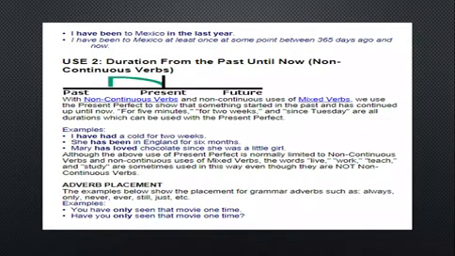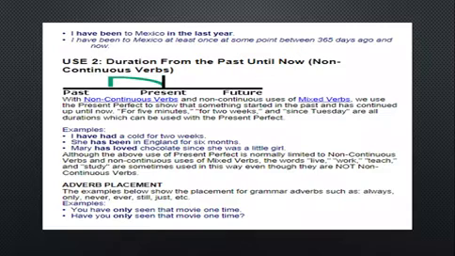I have been to Mexico at least once at some point between 365 days ago and now. Yo he estado en México al menos alguna vez en algún punto entre 365 días a partir de ahora. O sea, pudo haber sido en enero, en febrero, pero no me acuerdo bien, a lo mejor fue en diciembre, ¿verdad? Pero es en el año pasado, in the last year.